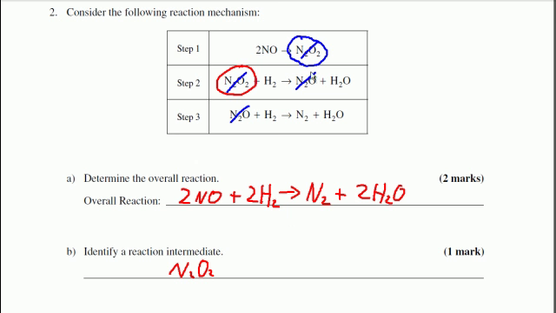Another one is N2O, first found as a product, then found as a reactant, and so therefore N2O is one too. So it says identify a reaction intermediate, so you can either write this one or you can write this one, so it doesn't matter. And neither one is a catalyst. In fact, in this reaction mechanism there are no catalysts present. Okay, let's move on to the next question.